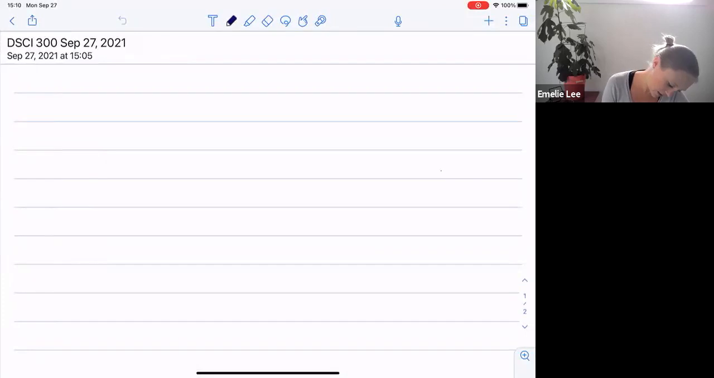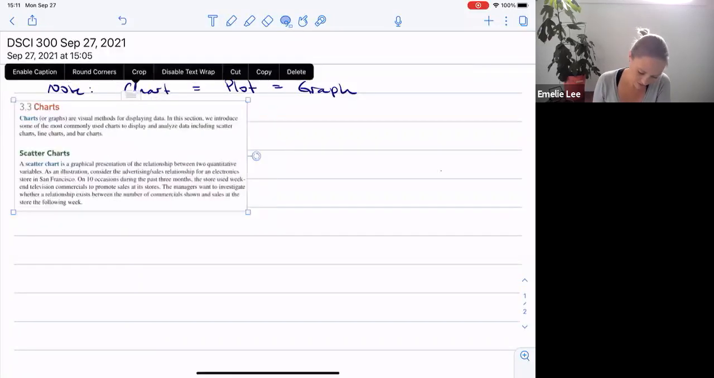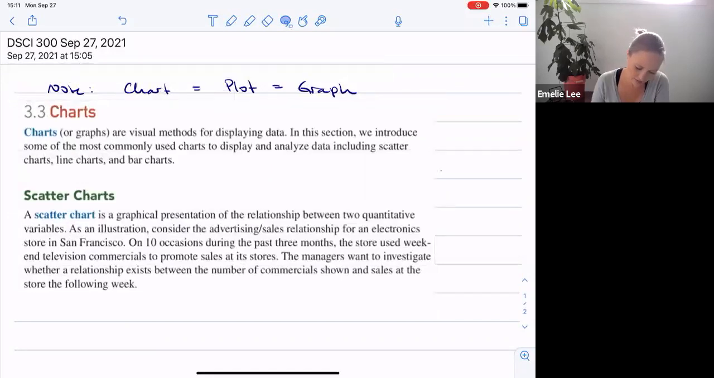But one thing I want you to note is that a chart is a plot, which is a graph. So I use all those interchangeably, right? And so we need to be flexible when we read these, right? But as soon as we're talking about charts or graphs, we're visualizing data, right?